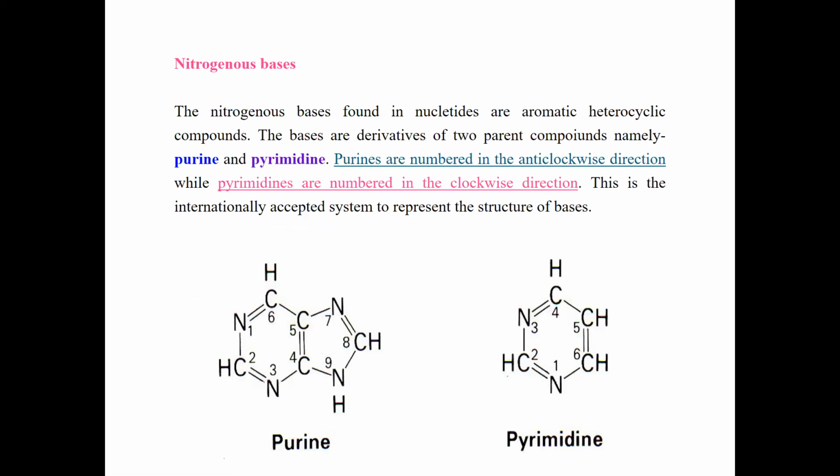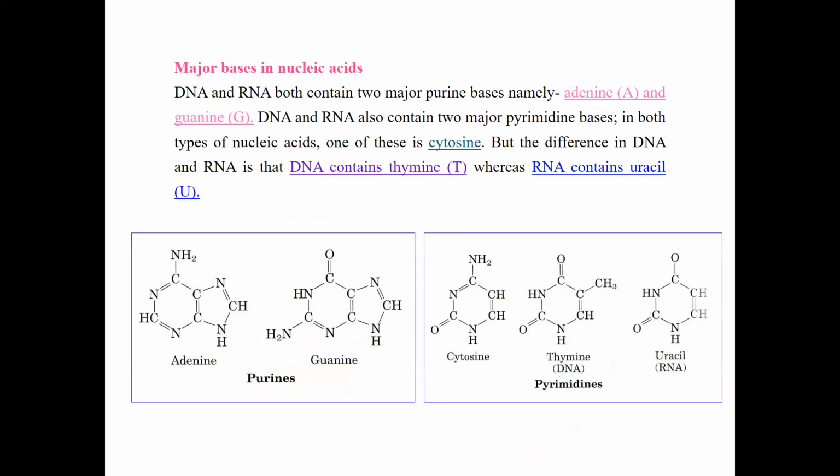Nitrogenous base. What are the nitrogenous bases involved in synthesis of DNA and RNA? The nitrogenous bases found in nucleotides are aromatic heterocyclic compounds. You can see here purine, pyrimidine. So the bases are derivatives of two parent compounds, namely purine and pyrimidine. Purines are numbered in anti-clockwise direction, while pyrimidines are numbered in the clockwise direction. This is the internationally accepted system to represent the structure of bases.